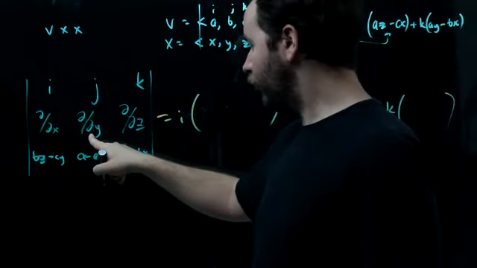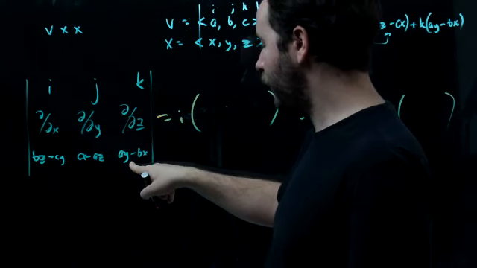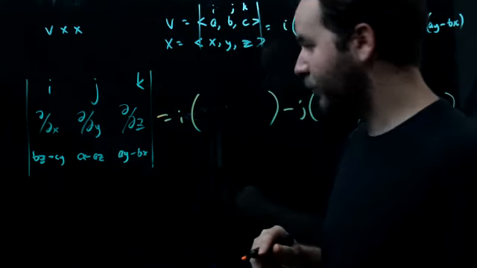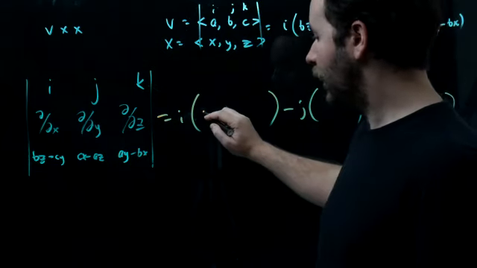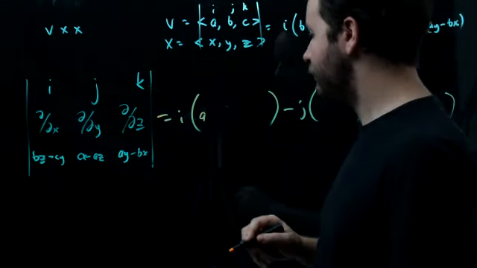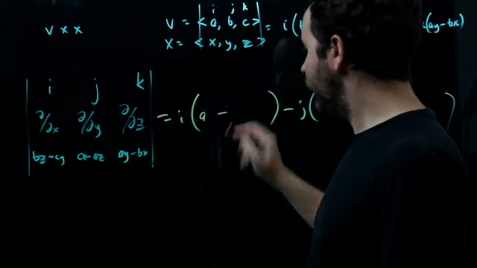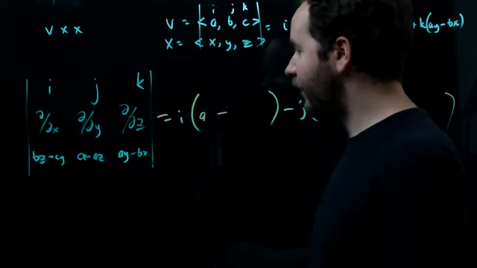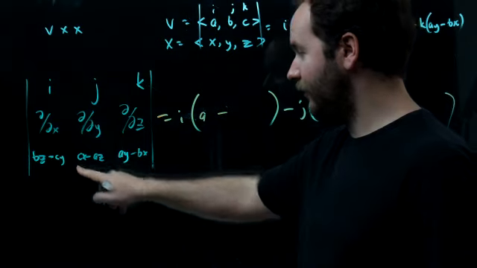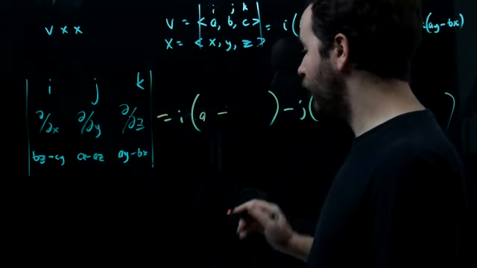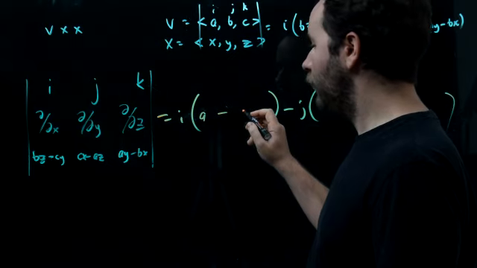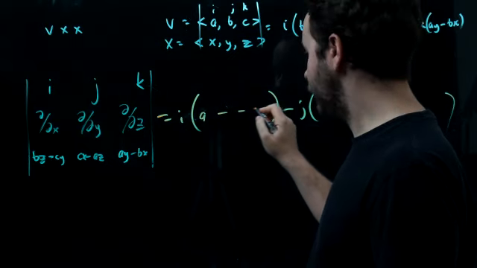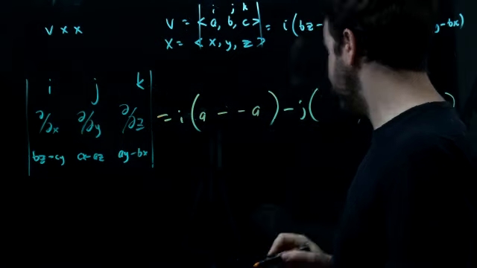We have partial y of ay minus bx. What does that give me? What's the partial derivative of ay with respect to y? a. And the partial derivative of bx with respect to y? 0. Minus the partial derivative of cx minus az with respect to z. What's the partial derivative of cx with respect to z? 0. And the partial derivative of negative az with respect to z? Minus a. You're taking the minus partial, so minus minus a. So it's a minus a there.